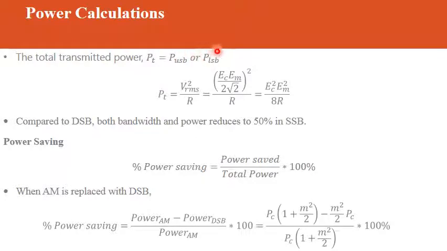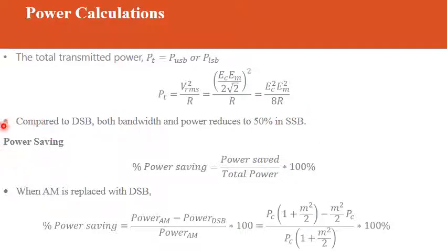Suppose we are transmitting the lower sideband, then the total transmitted power is equal to the lower sideband power. So Pt is equal to Vrms square divided by R, which is equal to (Ec into Em by 2 into root 2) the whole square divided by R, where R is the load resistance. This is equal to Ec square into Em square divided by 8R. So compared to the double sideband, both the bandwidth and power reduce to 50% in the case of single sideband.